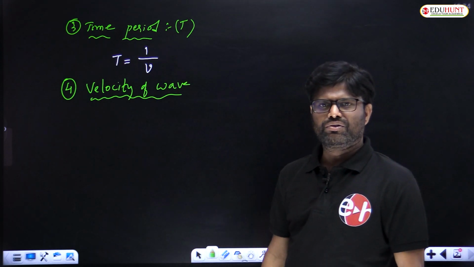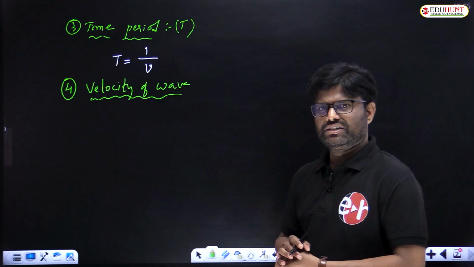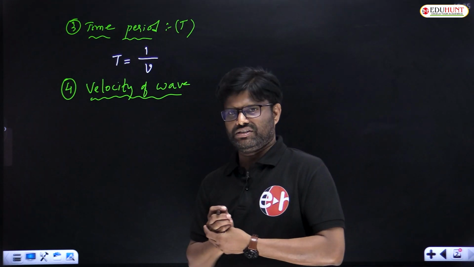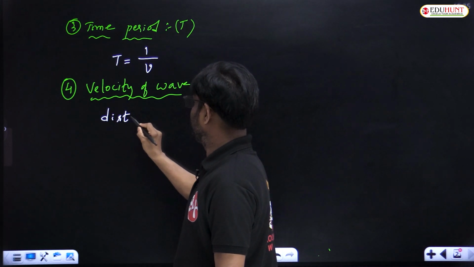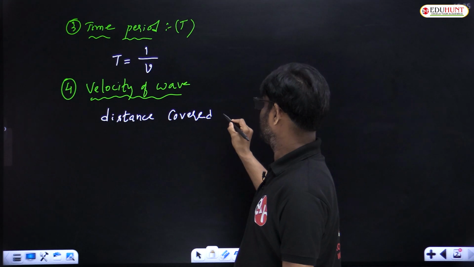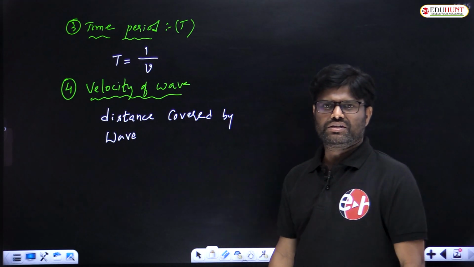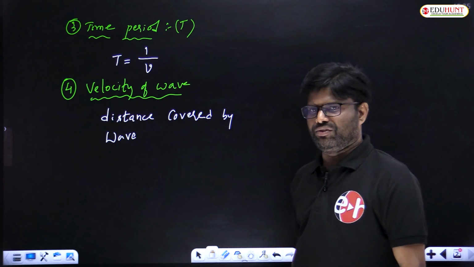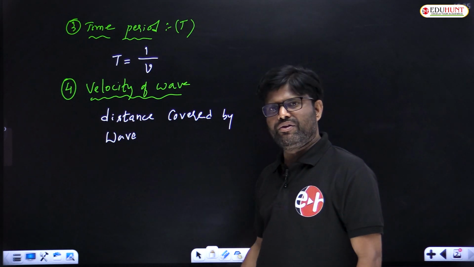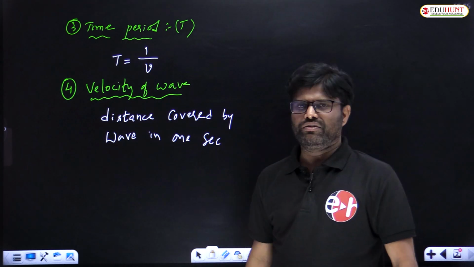Velocity of the wave. What is velocity of the wave? Velocity of the wave is defined as the distance covered by a wave in 1 second. Distance covered by a wave in 1 second is called as velocity. This is the fourth characteristic of the wave.